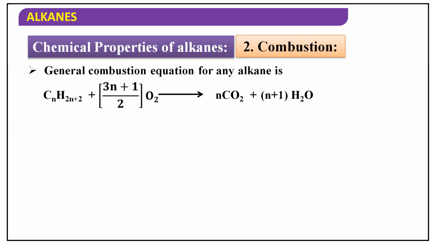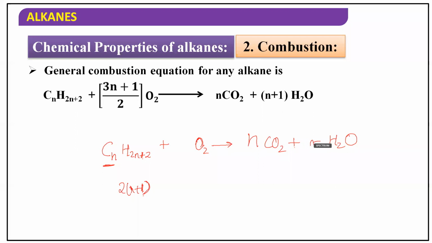In case you forget this reaction at any time, there is one trick to remember it. You can write CnH2n+2, which is the general formula for alkane, plus O2. We don't know how much O2 we need, but we know that CO2 will be there and water will be there. Now CO2, how many? Cn, so we'll write nCO2. Then water, from 2n+2 hydrogens: 2n+2 is 2 into n+1, so we get n+1 H2O. First we balance carbon.